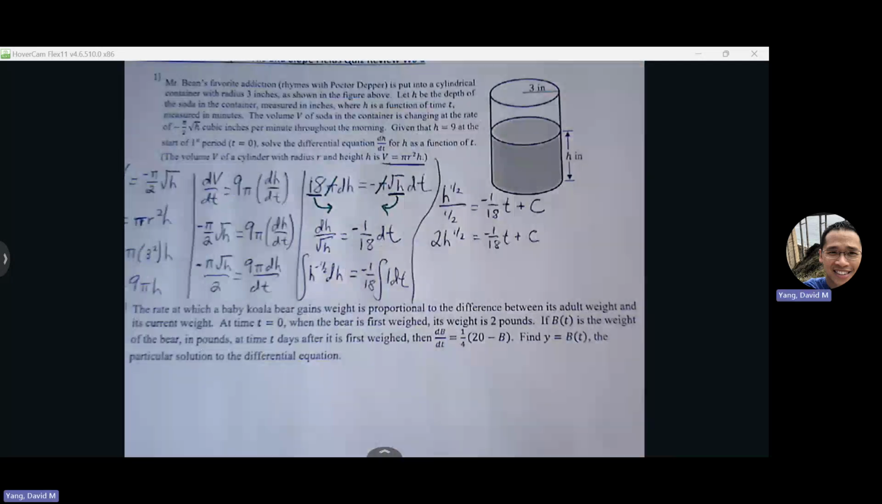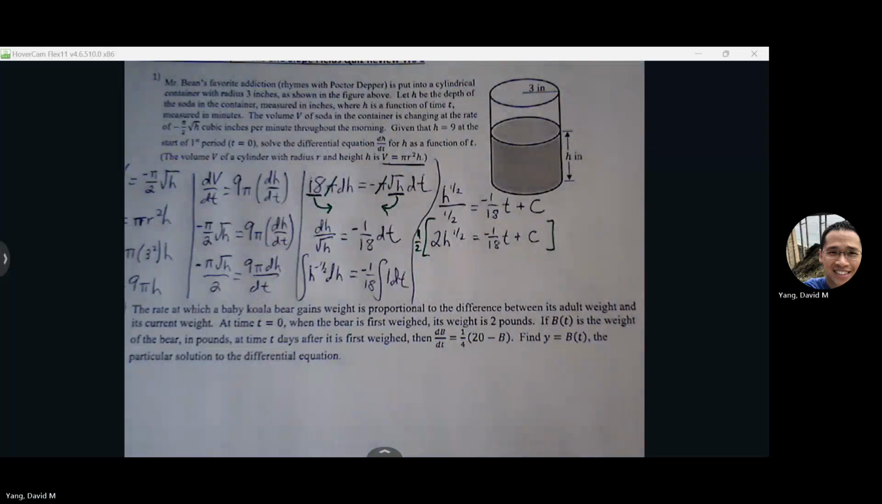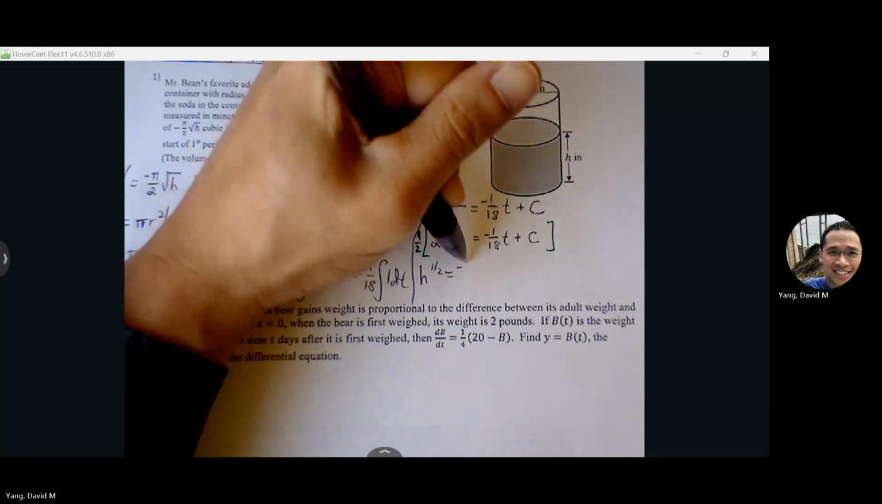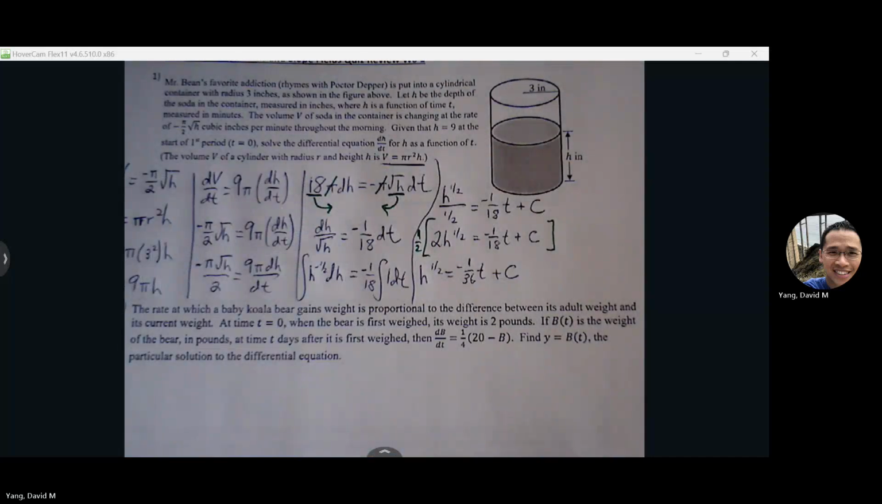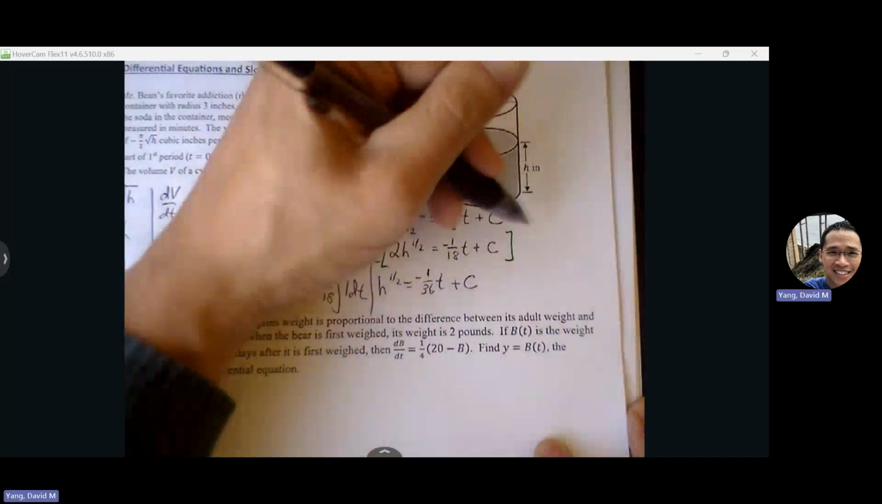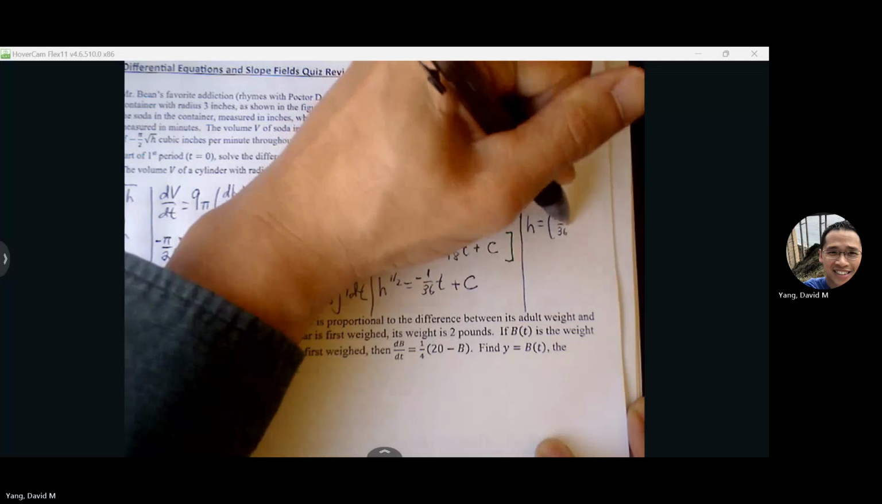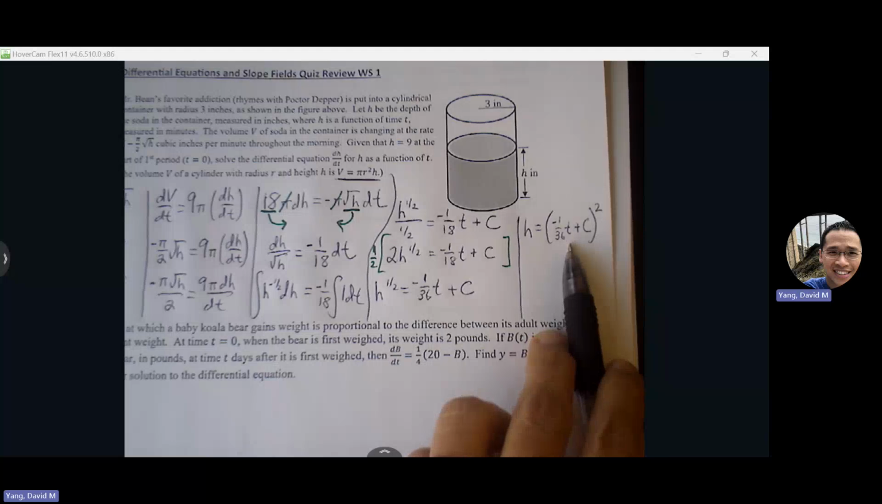So divided by 2, I'm going to divide by 2 first. I'll multiply by 1/2. Square both sides. So I'm going to wait till here to solve for c.